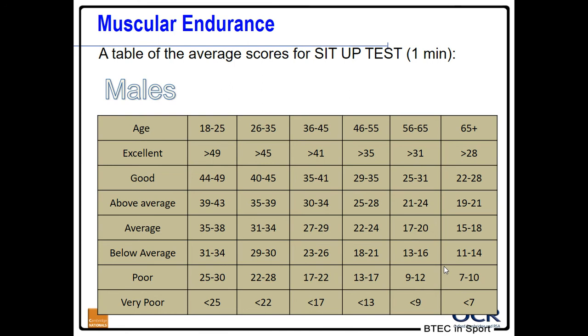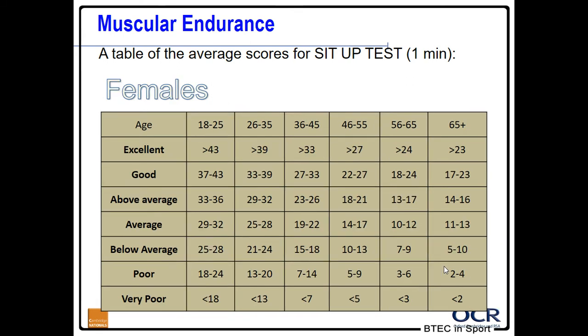You can say, my client managed to get good, and you can know this because their age is 18 to 25. They got between 40 and 49. So you need to be able to say what they got and why you recognize it is good. You need to give that detail. So there's another example of normative data for females for the sit-up test in 1 minute.